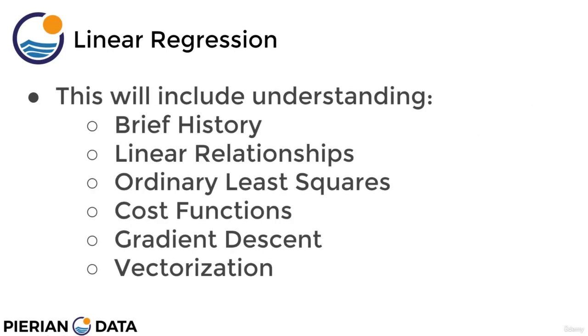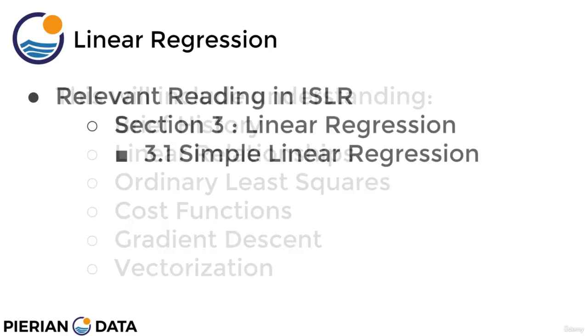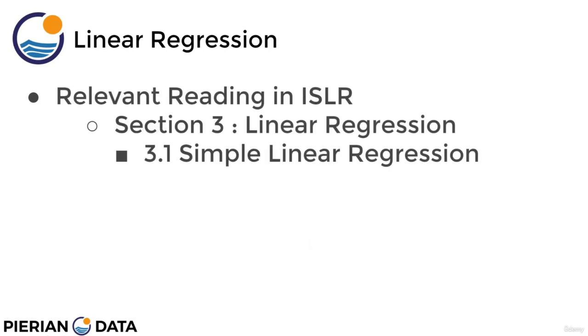Specifically, we're going to start by understanding the brief history behind linear regression, linear relationships, and what they look like mathematically. Then we'll talk about the ordinary least squares method, and move on to discussing things like cost functions, minimizing a cost function with gradient descent, and then vectorization. If you're interested in the relevant reading sections in ISLR, you can find them under Section 3. In general, the entirety of Section 3 covers linear regression, but what we're talking about right now falls under 3.1, simple linear regression. I'd highly encourage you to read up the sections as we go along here in the slide presentation, because it will make your understanding a lot more robust.